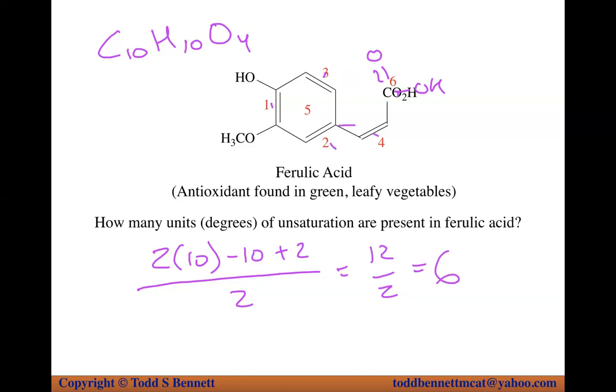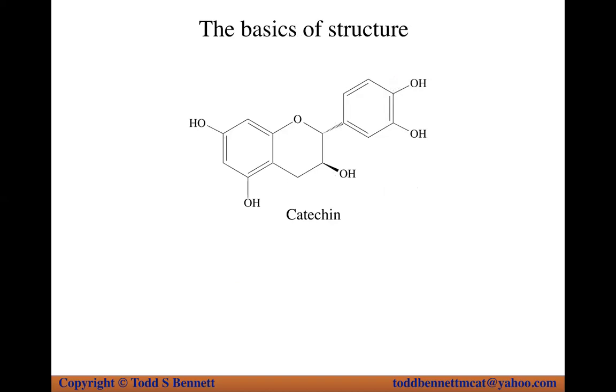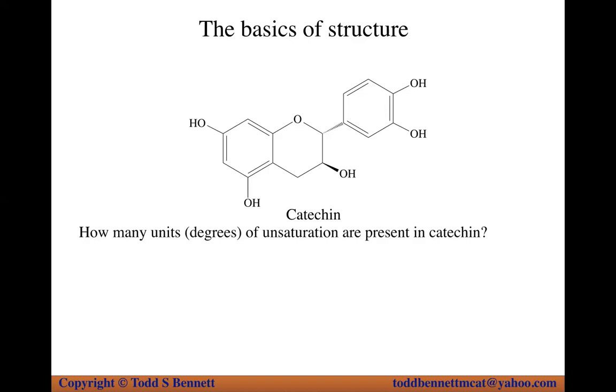Looking at structure, count your pi bonds and rings. For formulas, plug into 2 times the number of carbons minus the number of H's, do nothing for the O's, add 1 for nitrogen, and you're set. So for this unsaturation, we would have 1, 2, 3 for the pi bonds here, 4, 5, 6, 7, 8, and 9 for the rings. So pi bonds and rings, 1, 2, 3, 4, 5, 6, and then 7, 8, and 9.